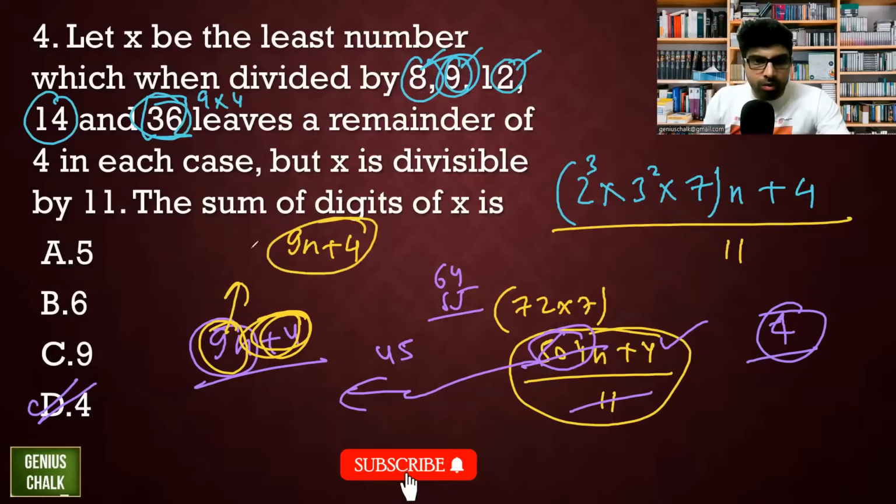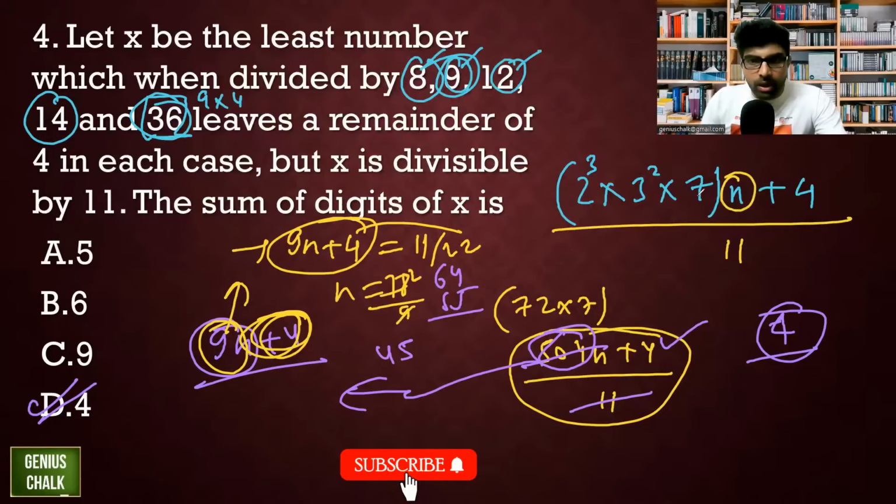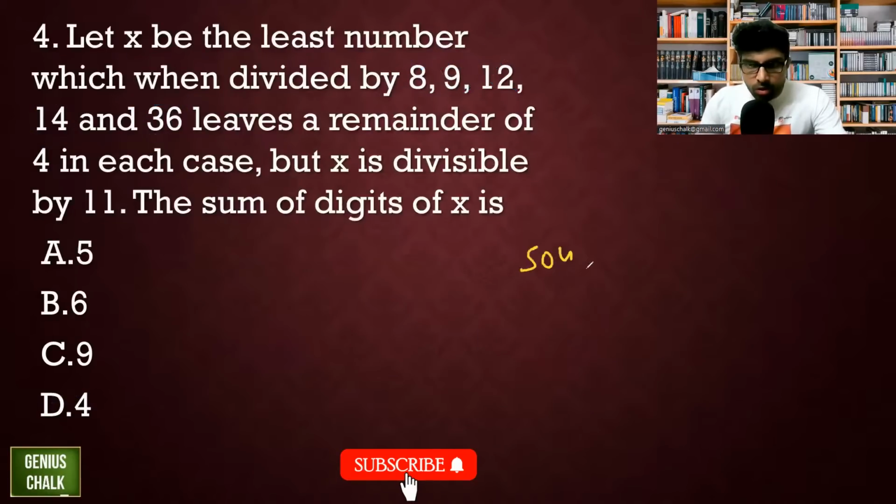This is the equation. Now, what value should I give here to n, so that it is divisible by 11? So what is the least number? 11. That is 11 only. Next, 22. So this is 22 minus 4, 18. So the n value will be 2. So this n value has to be 2. So basically the complete answer has to be 504 into 2 plus 4. And this is going to be 1008 plus 4.